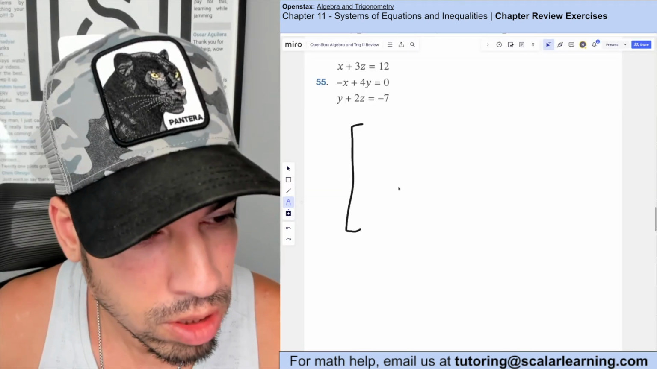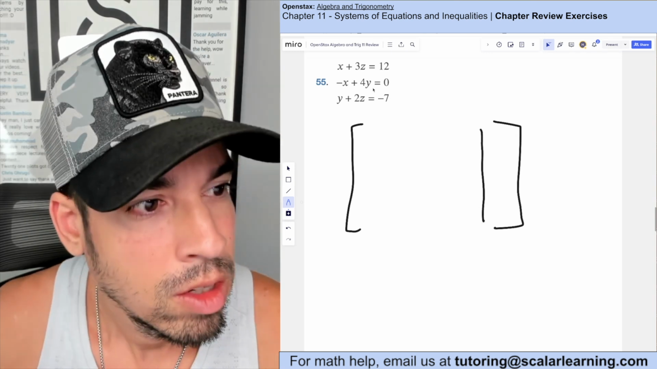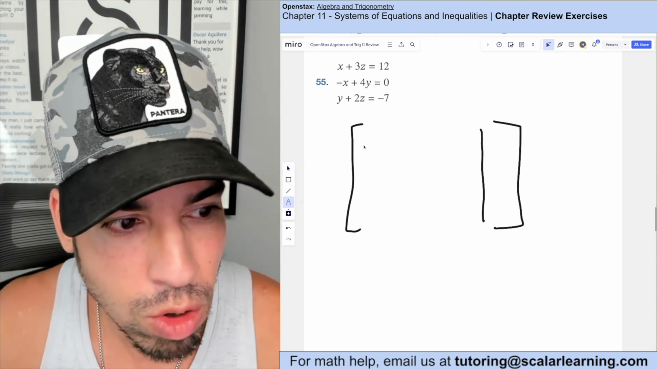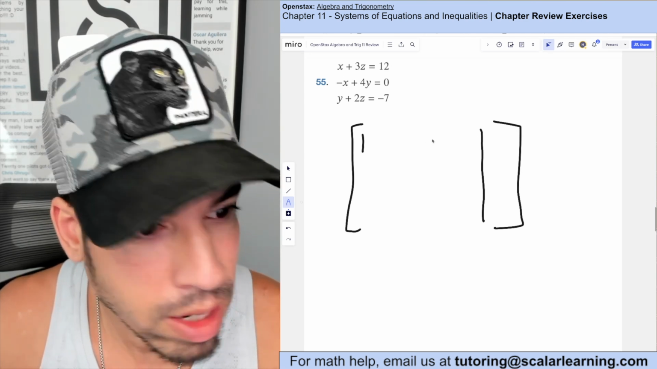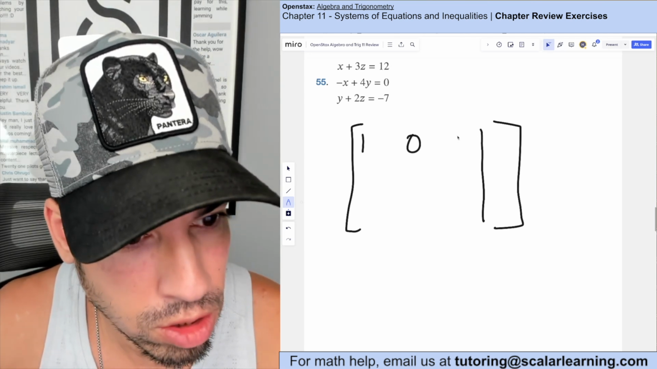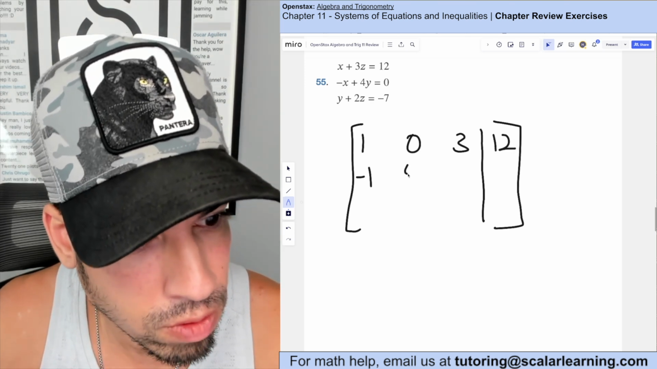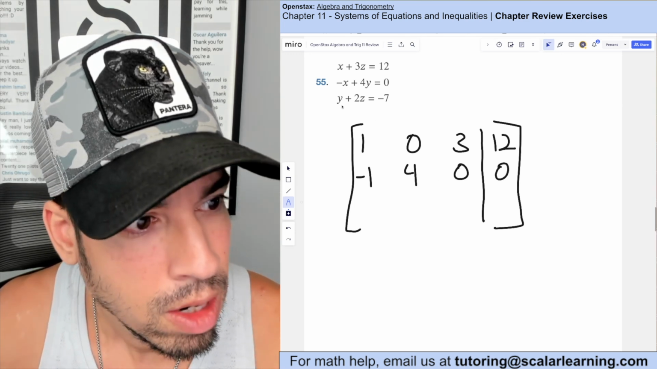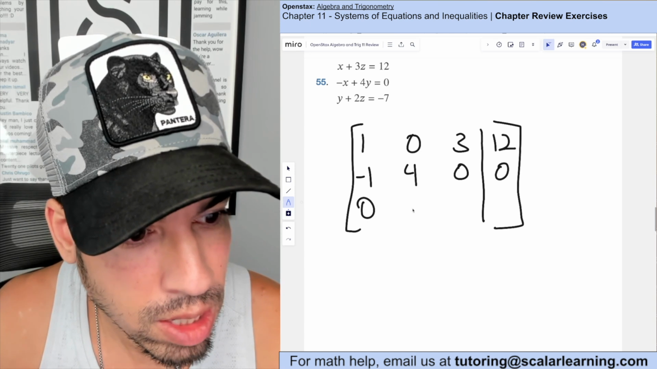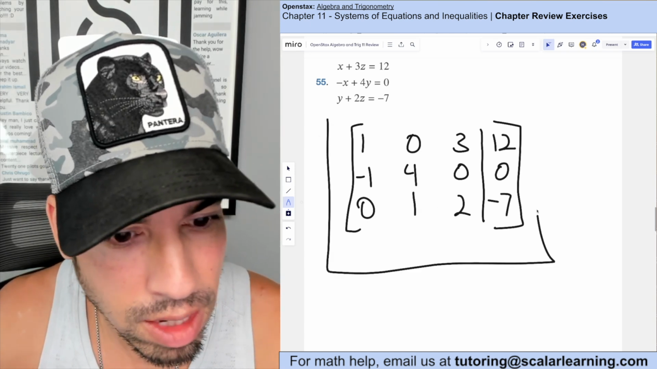Done. All right, so let's write out the augmented matrix for this one. Again, we got a triple system. So what we're going to do is we're going to put the coefficients over here for that equation, and then this constant right here. So we got 1x, we've got no y, so that's a 0. Then we got 3, and then equals 12. We got -1x, 4y, and no z, and then we got 0 over here. And then we got no x, we got a 1y, we got a 2z, and a -7. And that is how you do it.